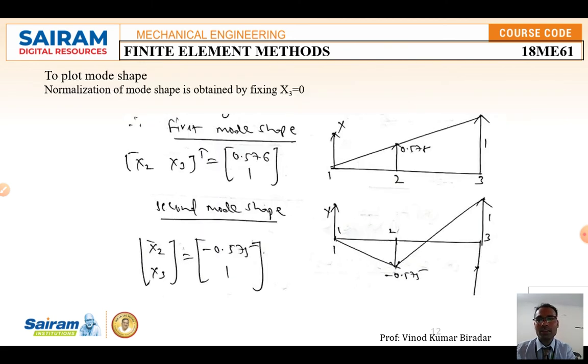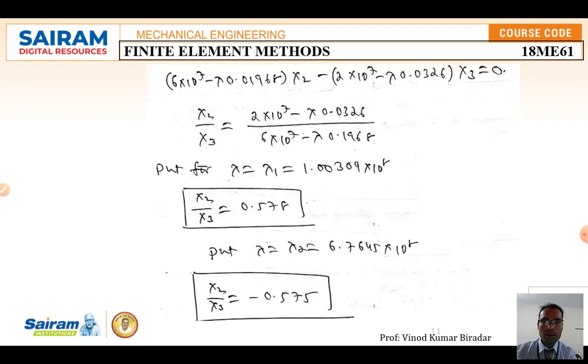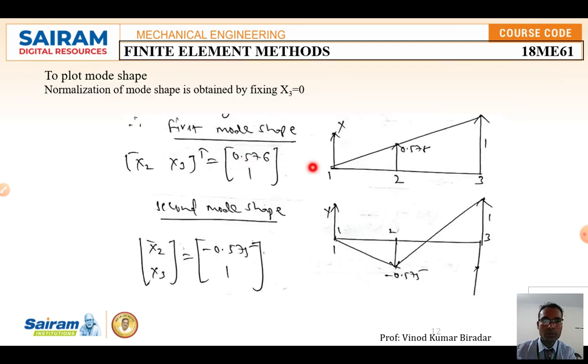Now finally, how to calculate and plot the mode shape. To plot the mode shape, the normalization of the first mode is obtained by fixing x3 equal to 1. So x2 by x3 is equal to 0.57 by 1. Look at this, node number 3 is there. At node number 1 it is completely fixed, at node number 2 we have the x value, and at node number 3 x3 is equal to 1. These are all positive values, so by approximation you put the points and join them. So this is the first mode shape.